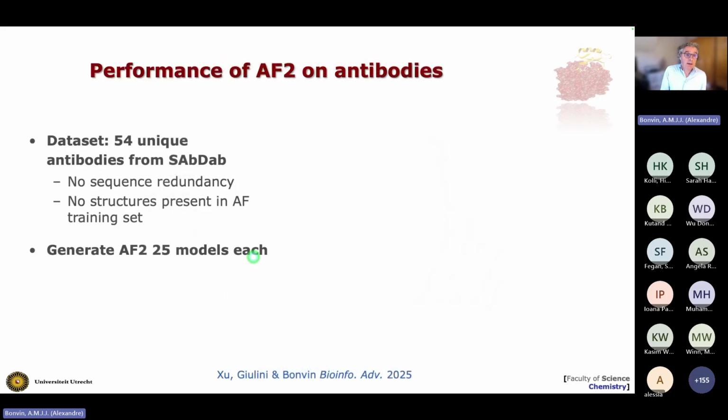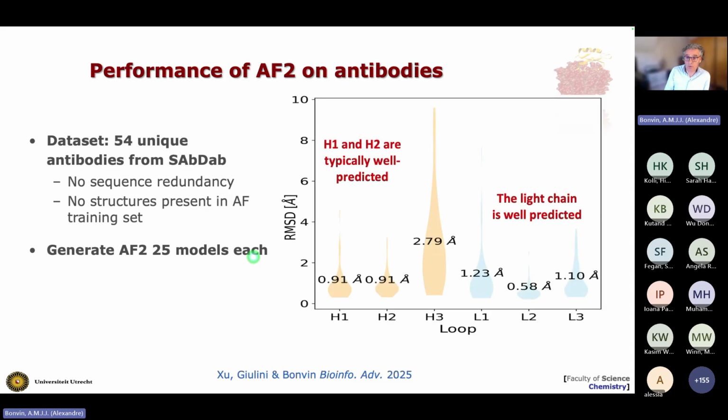So in our data set, we selected about 50 entries which had no sequence redundancy at the binding site with anything that AlphaFold had been seeing before. And we generated a model for all of those. And you see here the problems. So there are 6 loops in antibodies. 5 of them you can model with quite high accuracy, but the H3 one is the problematic one.